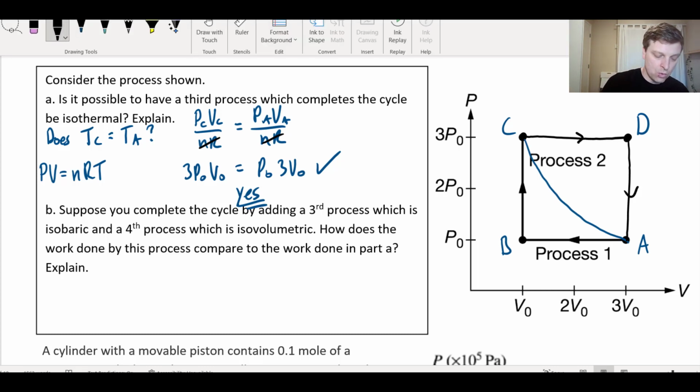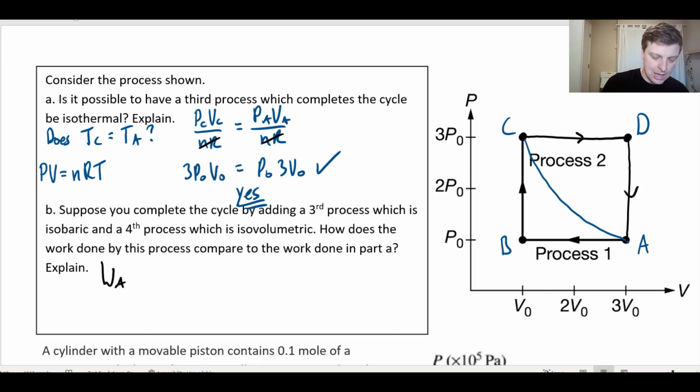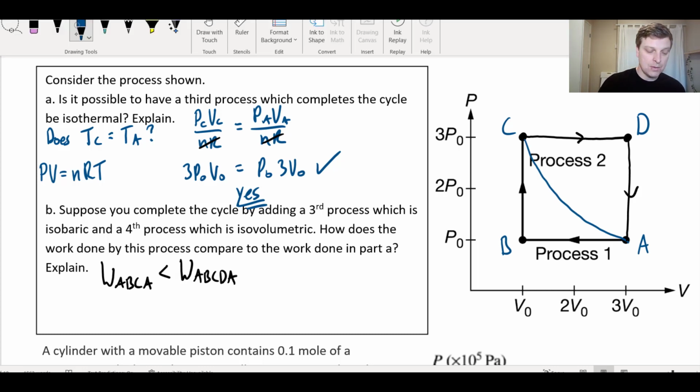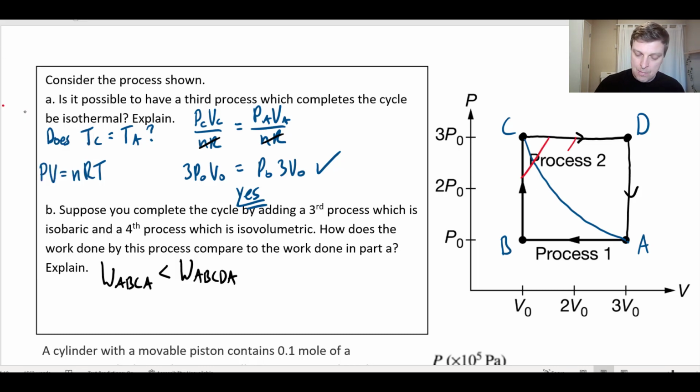And the answer is that the work done by ABCA will be less work done, and I should say by the gas here. It'll be a negative number, but it'll be a smaller negative number than the work done by ABCDA. And the reason is simply this, because as you recall from the previous video, the work done by a process is the enclosed area. So the total work equals the enclosed area. And you can see that if I have that ABCDA process, there's more area enclosed.